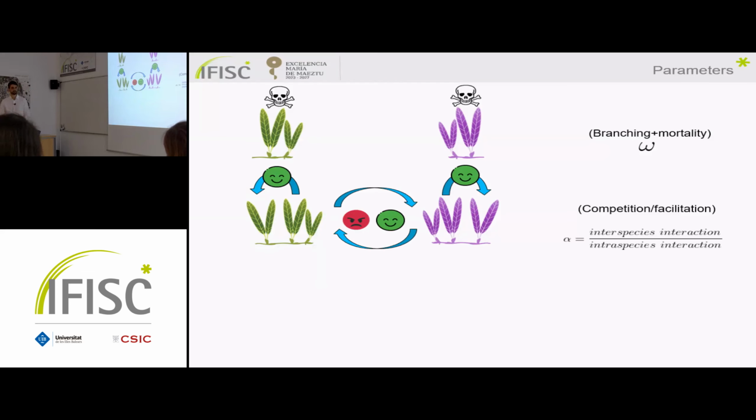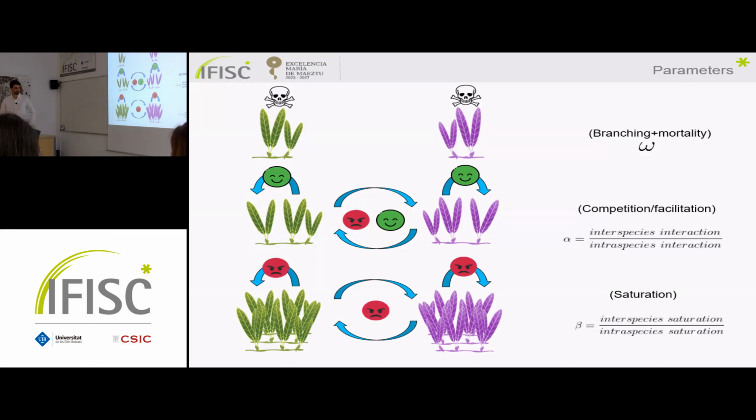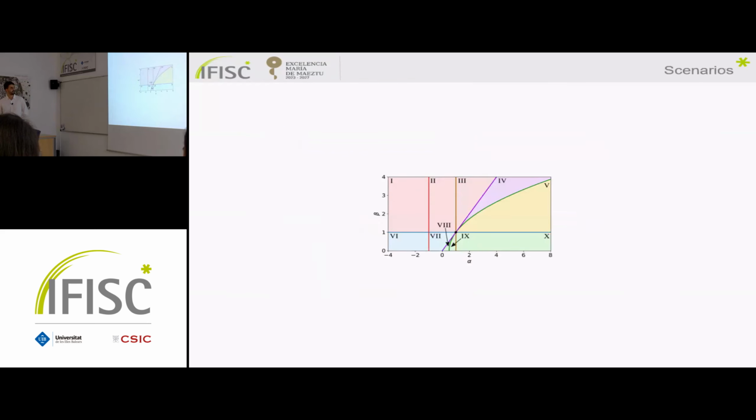So very big values of alpha will say that the interaction between species is of much more facilitation than the interaction within a species. For high densities of plants, we introduce this saturation term that is always negative, and is given by the parameter beta, that is the ratio between the saturation between and within plants. By fixing these two parameters, we found that you can be in 5 different scenarios.